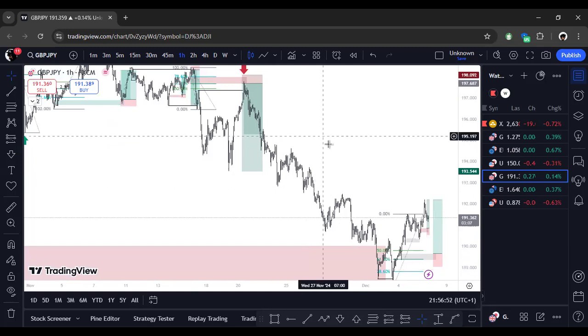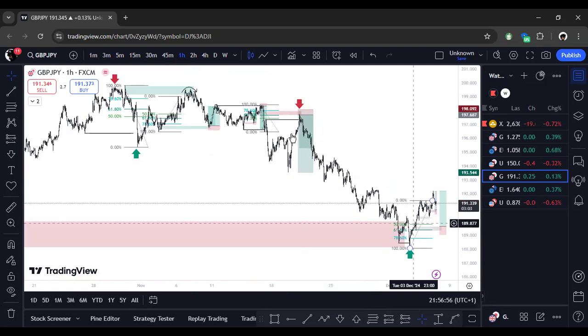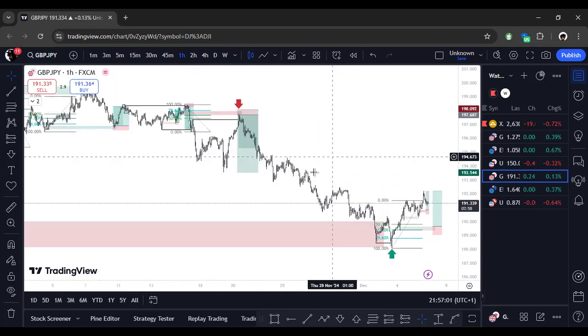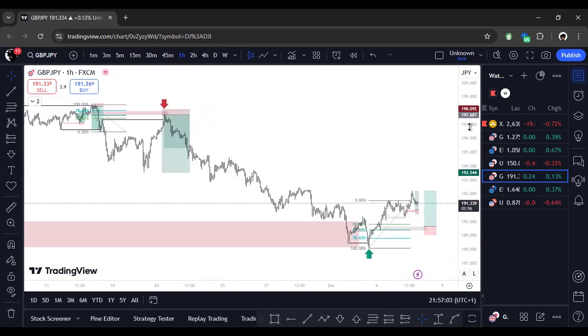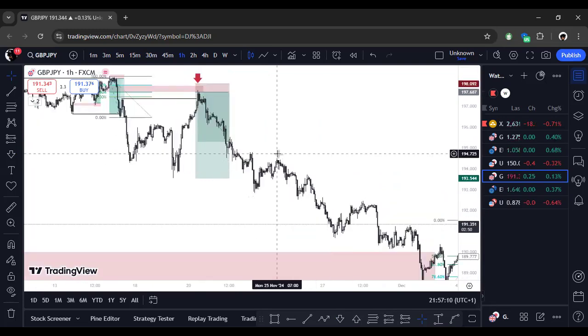Anyway, right now this whole thing contains liquidity. All these highs are the liquidity points, right? Remember what I was telling you guys about transactional and structural liquidity. After the break of structure, we can see a retracement down here.